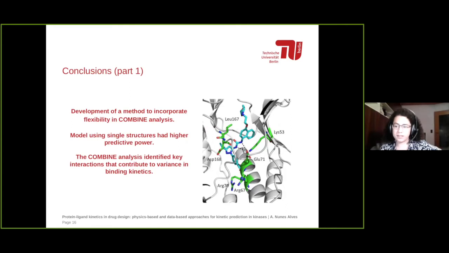And we did this by computing interaction energies from multiple structures to represent one protein-ligand complex, and later putting together the predictions using an exponential averaging scheme. Then we compared models using single structures or an ensemble of structures to make predictions, and we saw that the model using single structures had a higher predictive power. Finally, we saw that the combined analysis is able to identify key interactions that contribute to variance in binding kinetics and can be further used to guide drug design for kinases.